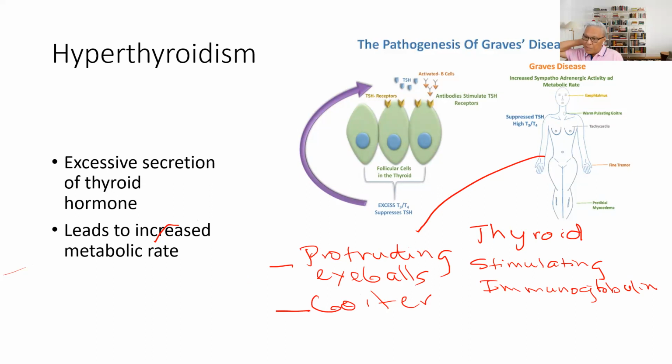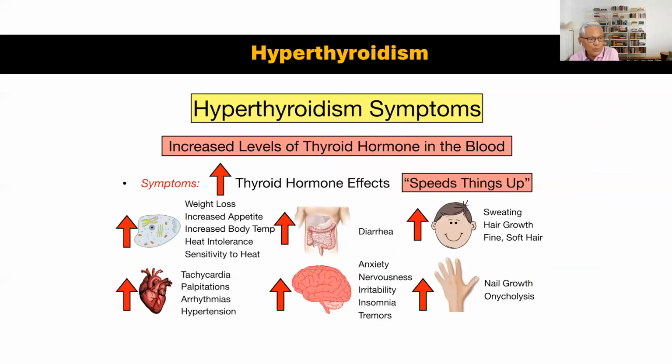So this is going to be the one that is different from the other causes of hyperthyroidism. Okay, so the symptoms of hyperthyroidism are going to include the following: weight loss, increased appetite, an increase in body temperature, heat intolerance, sensitivity to heat. And so it's all the opposite of hypothyroidism, including tachycardia, palpitations, arrhythmias, hypertension, diarrhea, and anxiety and nervousness. So all those are going to be signs and symptoms of hyperthyroidism.